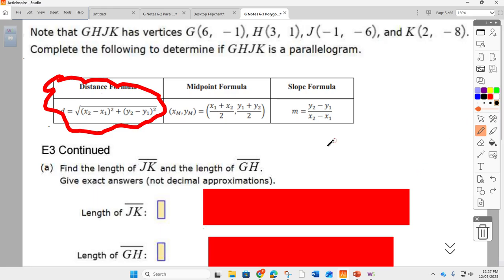To find the length of JK and the length of GH, we need the x and y coordinates for JK and GH, and we find the length separately, and then we compare them. If the length of JK is the same as the length of GH, then now we know those sides are congruent. So far, so good? Okay.